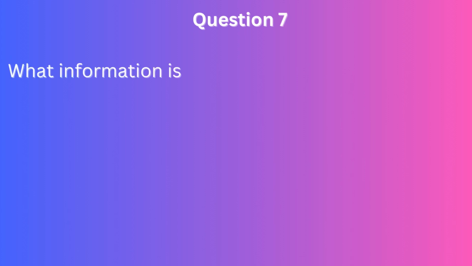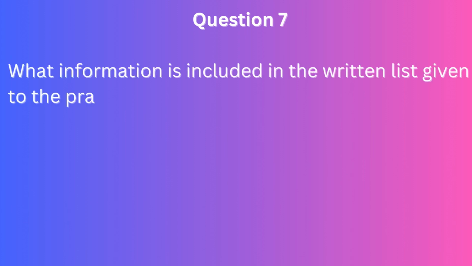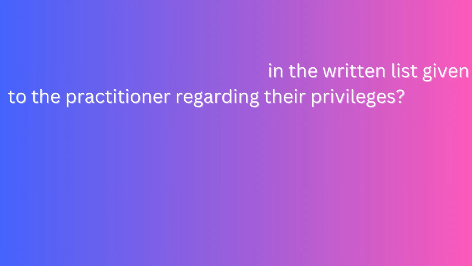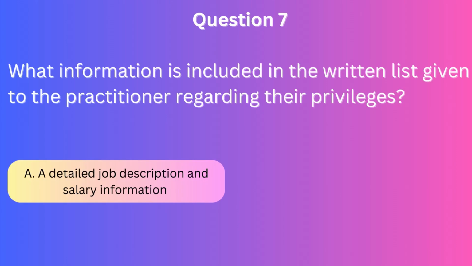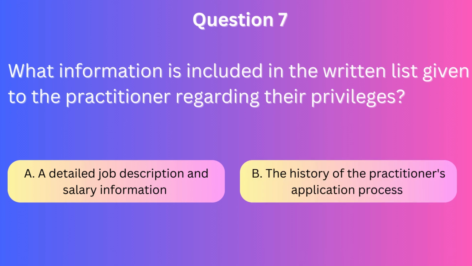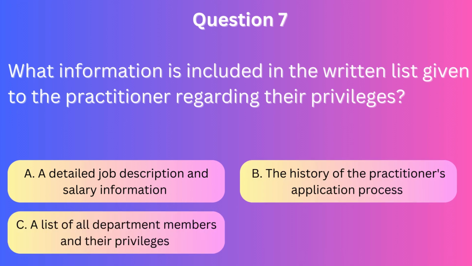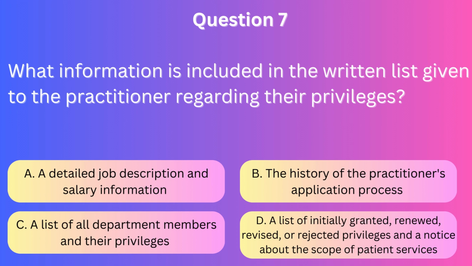7. What information is included in the written list given to the practitioner regarding their privileges? A. A detailed job description and salary information. B. A history of the practitioner's application process. C. A list of all department members and their privileges. D. A list of initially granted, renewed, revised, or rejected privileges and a notice about the scope of patient services.